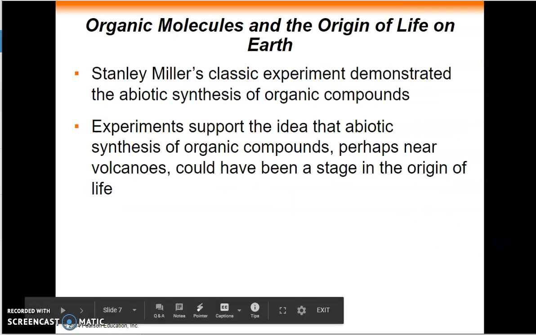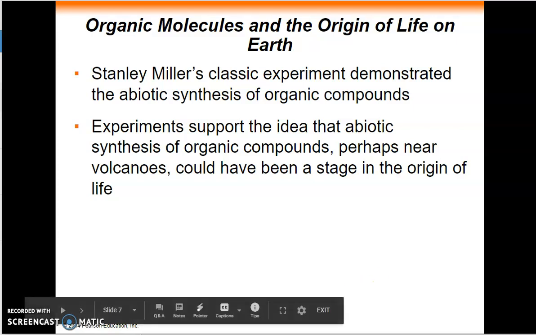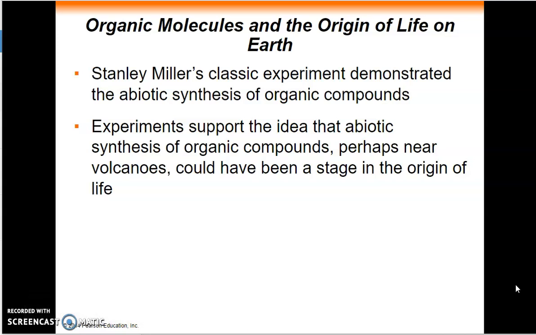In 1953, Stanley Miller at the University of Chicago set up a laboratory simulation of possible chemical conditions on the primitive Earth and demonstrated the spontaneous synthesis of organic compounds. The mixture of gases Miller created probably did not accurately represent the atmosphere of the primitive Earth. However, similar experiments using more accurate atmospheric conditions also led to the formation of organic compounds. Spontaneous abiotic synthesis of organic compounds, possibly near volcanoes, may have been an early stage in the origin of life on Earth.